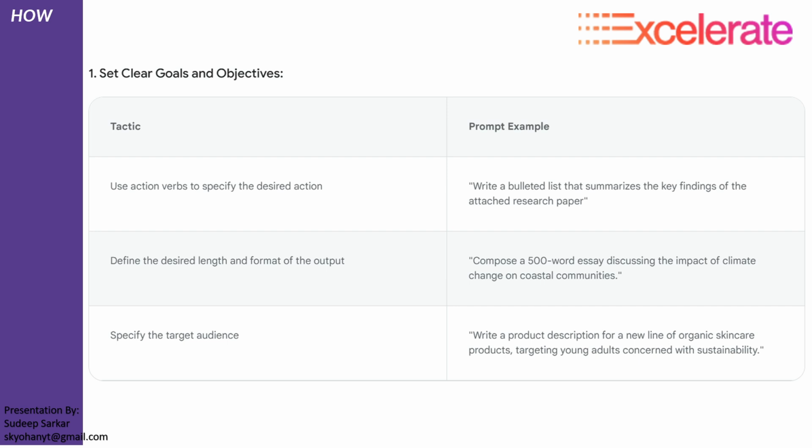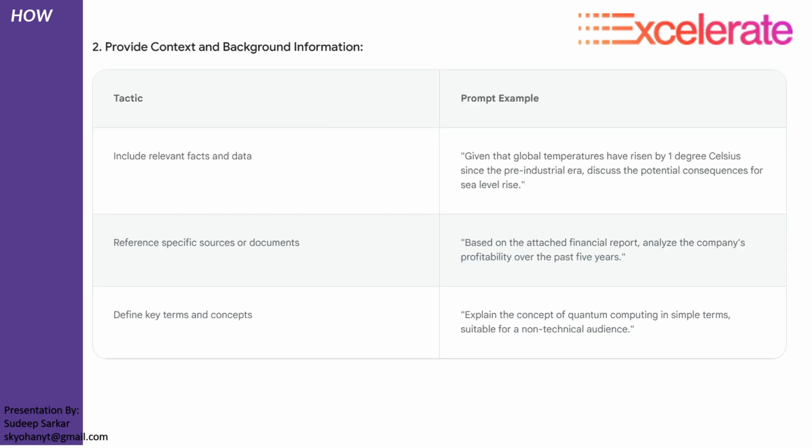Specify the target audience. Make sure to keep the complexity of your output as simple as possible. Write a product description for a new line of organic skincare products, targeting young adults concerned with sustainability. Similarly, provide context and background information. Include relevant facts and data. Given the global temperature has risen by 1 degree Celsius since the pre-industrial era, discuss the potential consequences for sea level rise.